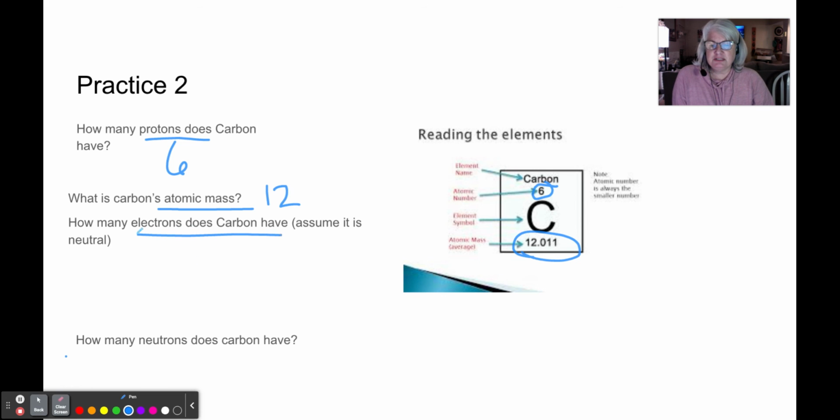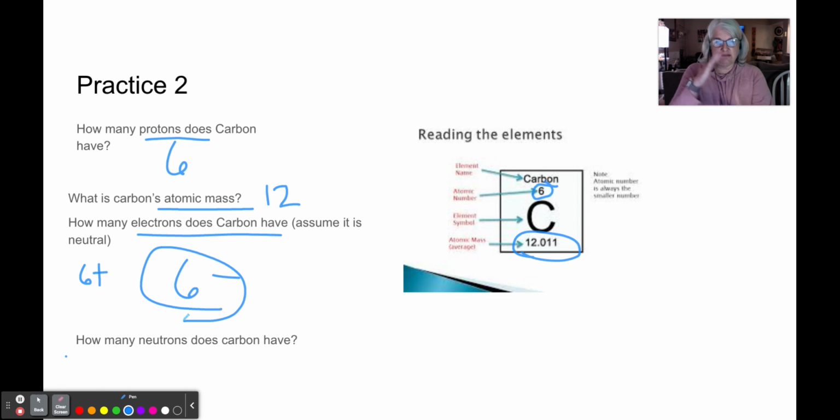How many electrons does carbon have? And I said on here to assume that it's neutral. If I have 6 protons, right, that means I have 6 pluses. And if it's neutral, I have to have 6 negatives. So therefore, I have 6 electrons because those have to balance out in order for it to be neutral.